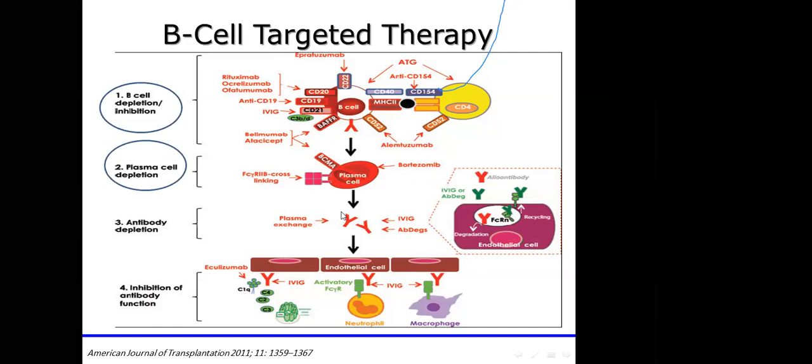So we have drugs against the B cell, which is anti-CD20. We have drugs against the plasma cell, which is bortezomib. And we have drugs against the antibody, and drugs that act on the membrane attack complex, like eculizumab.